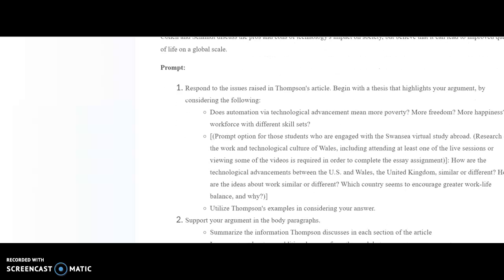So here is the prompt. Respond to the issues raised in Thompson's article. Begin, of course, with a thesis in the last line of your introduction that really focuses on your opinion about your argument. Make sure that that is the last sentence of your introduction. Here's the question. Does automation via technological advancement mean more poverty, more freedom, more happiness, a workforce with different skill sets? So that's what you may want to focus on.